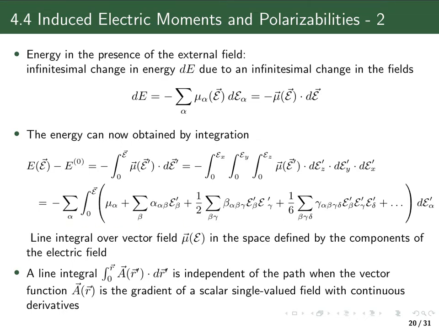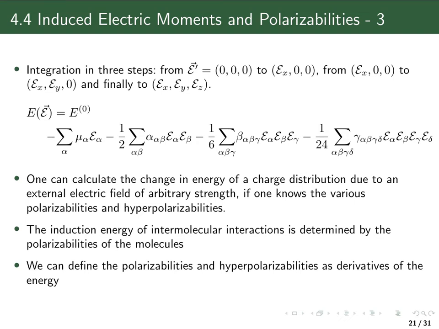And that's what we're going to do now. So as I said, we integrate in 3 steps. We integrate from a 0 field to a field which has the final value for its x component, but the other two are 0. Then from there to where also the y component has its final value, and finally to the z component also having its final value.